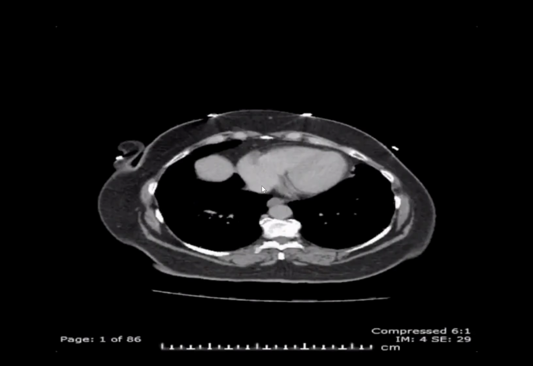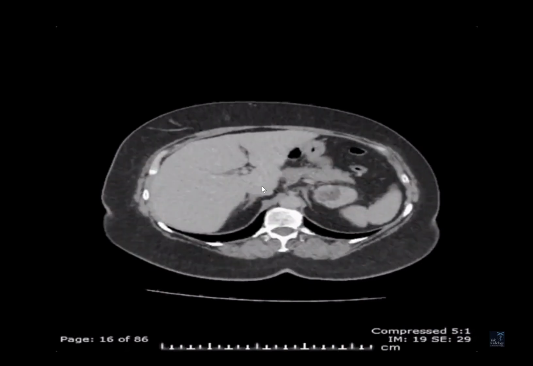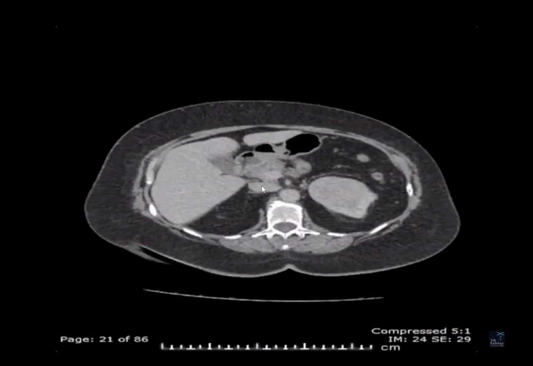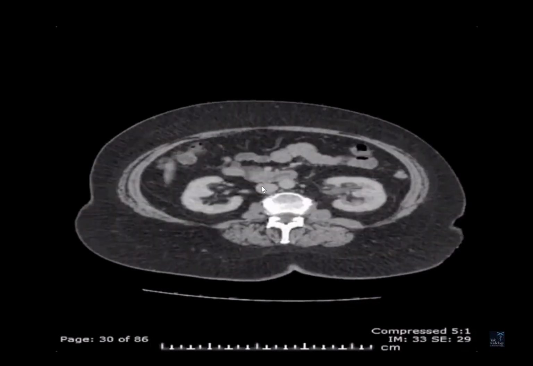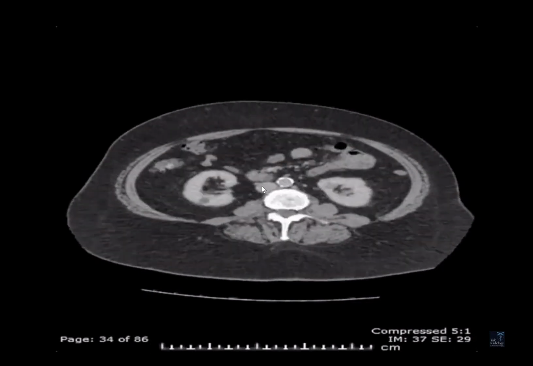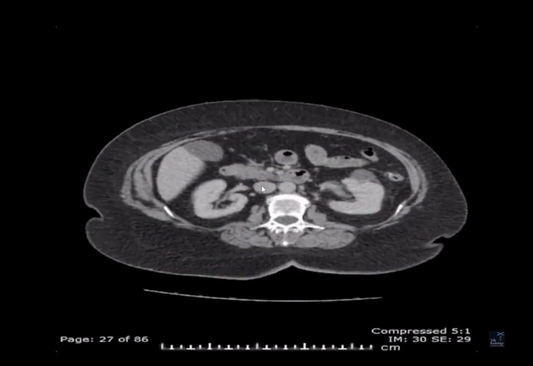The following is a CT scan of the abdomen and pelvis performed with intravenous contrast. We'll start at the lung bases and scroll inferiorly. As you scroll inferiorly, we can see that there is an exophytic, predominantly solid mass arising from the upper pole of the left kidney, compatible with a renal cell neoplasm. There is an additional mass in the left kidney seen more inferiorly.